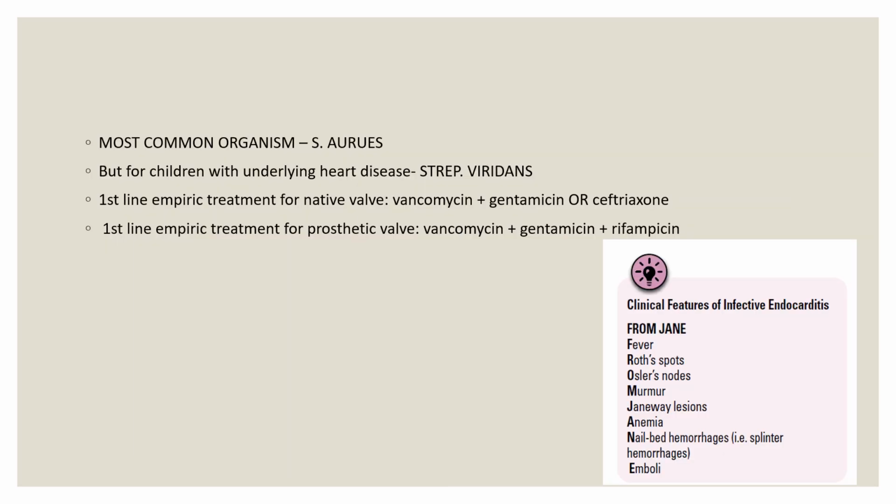Now coming to infective endocarditis. Infective endocarditis means inflammation of the endocardium of the heart. So mainly there is fever and there are other signs wherein you suspect infective endocarditis. The most common organism in adults and children is Staph aureus. Okay, but in children with underlying heart disease, there can be Streptococcus viridans. Okay, and there are other causes of infective endocarditis like Streptococcus bovis or agalactiae and Staph epidermidis.